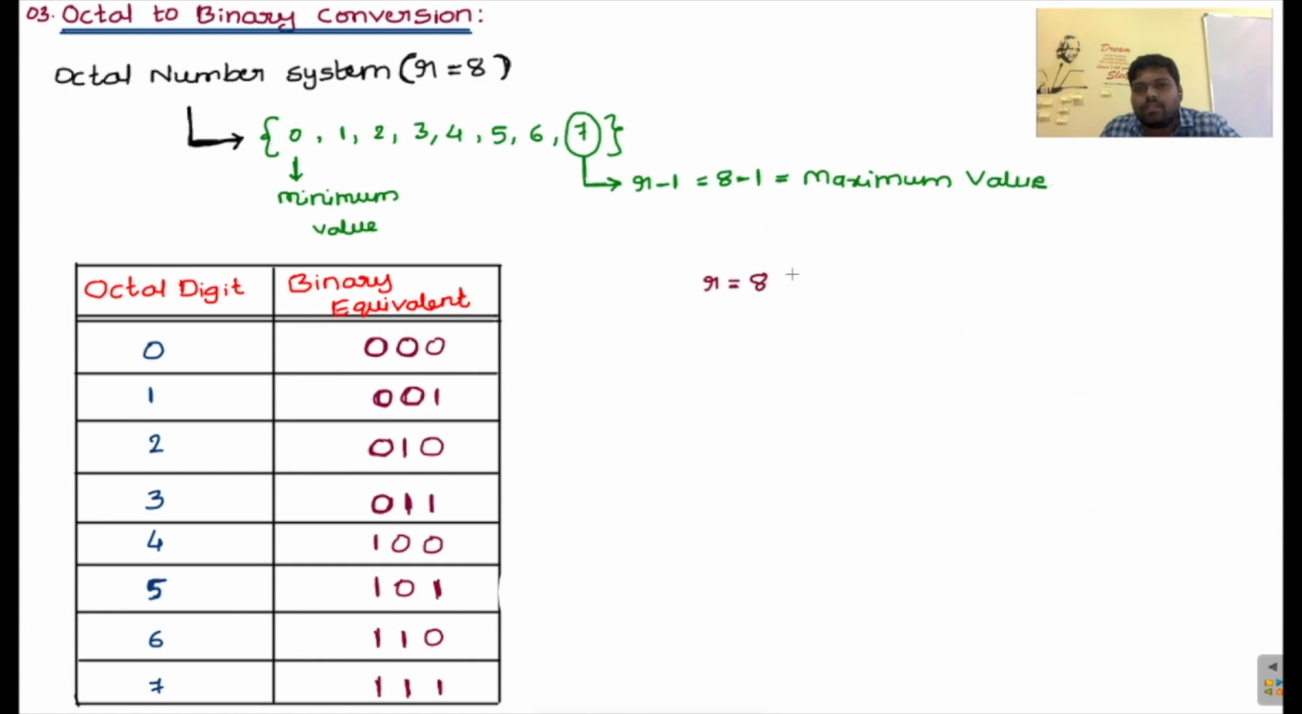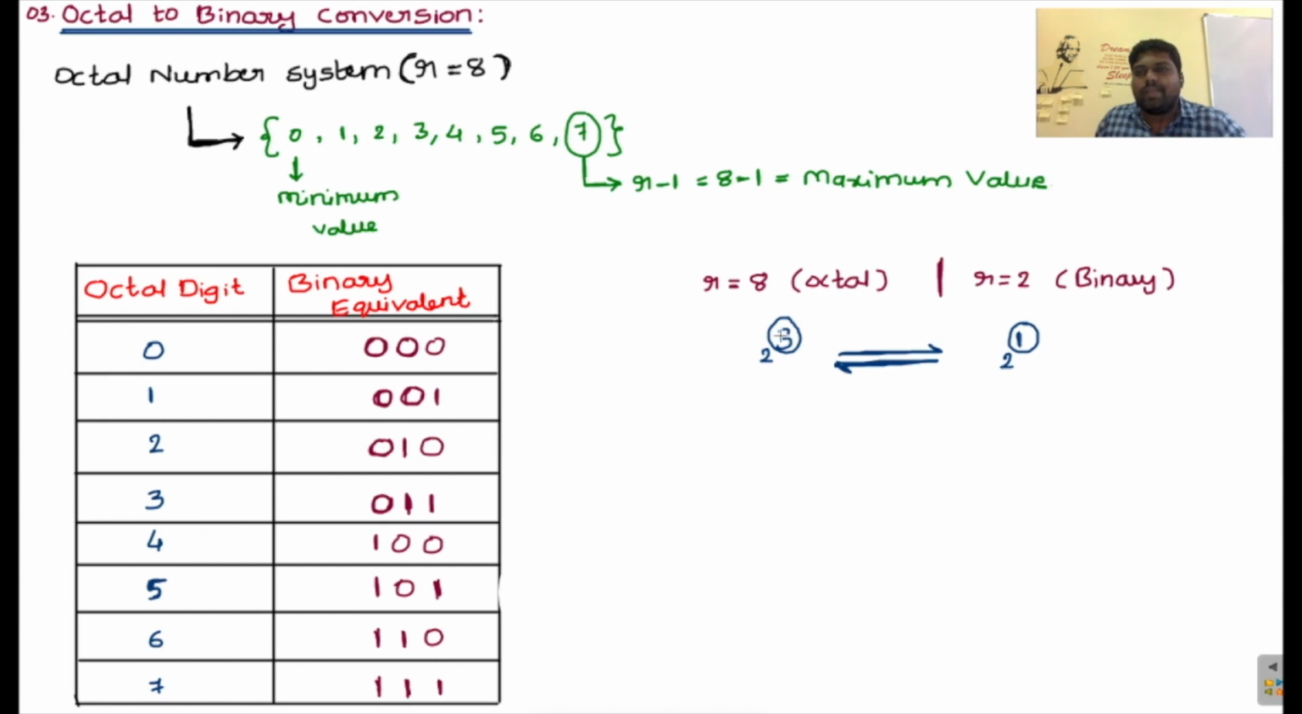This is your octal representation, base r equals 8. Octal, when it comes to the binary number system, r equals 2. So this 8 can be represented as 2 power 3, and binary can be represented with 2 power 1. Now you can check here: the power equals 3, and here the power equals 1. That means each octal digit requires 3 binary bits. That is the logical representation. 3 bits are required in the binary representation of an octal number, right? So that is the logic.